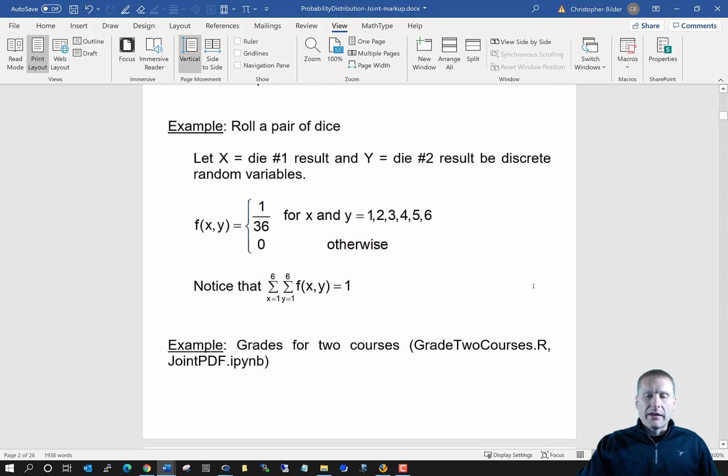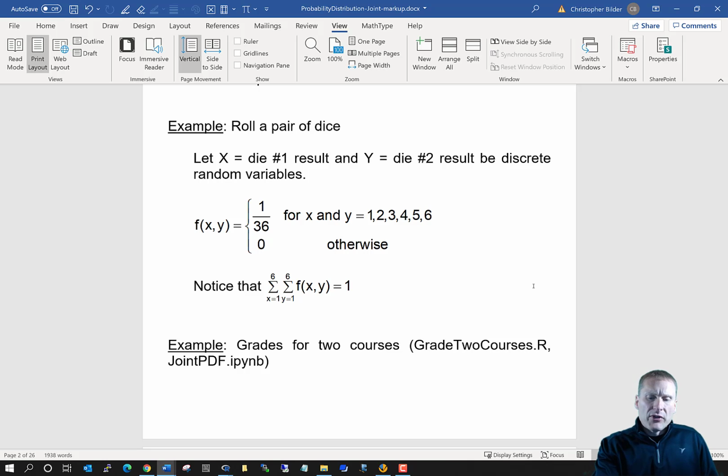So let's take a look at an example. This is very simple. Let's say I roll a pair of dice. X is going to be a random variable denoting the result from the first die. Y is for the second die. They are discrete random variables because with a die, typically there's only 6 sides.